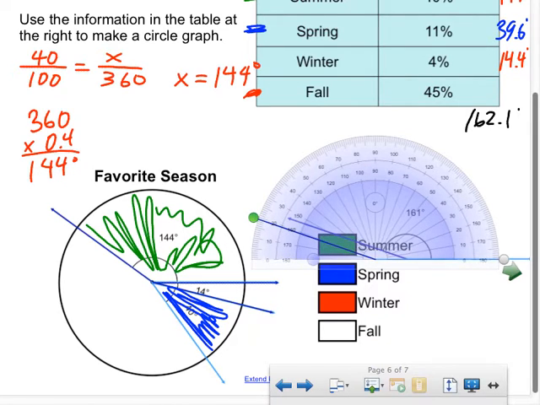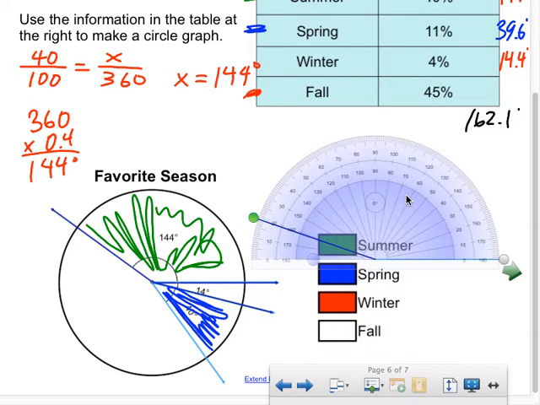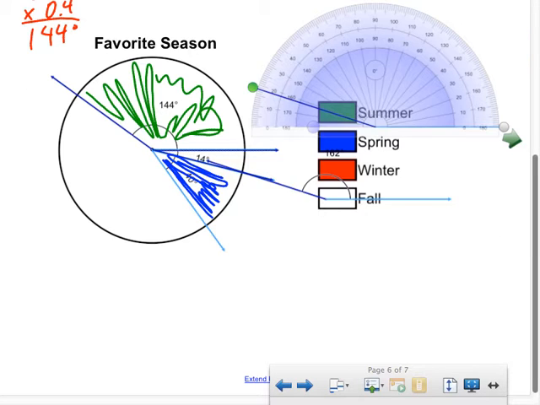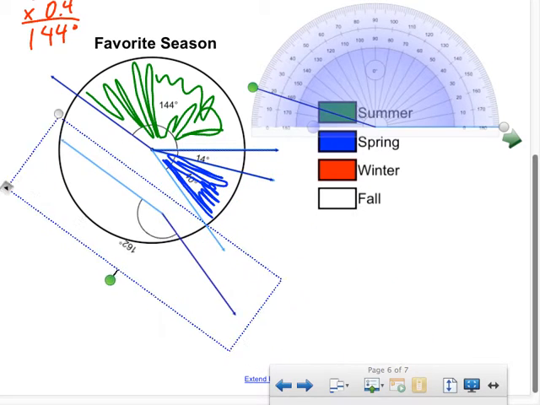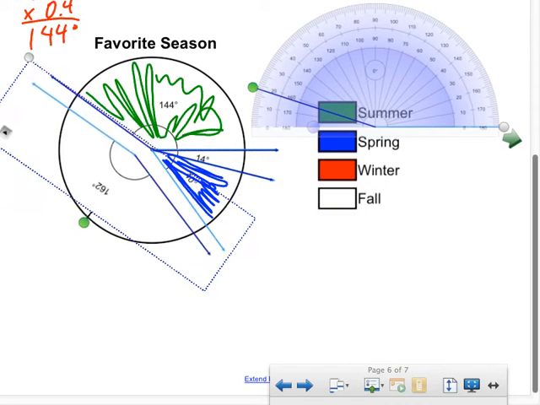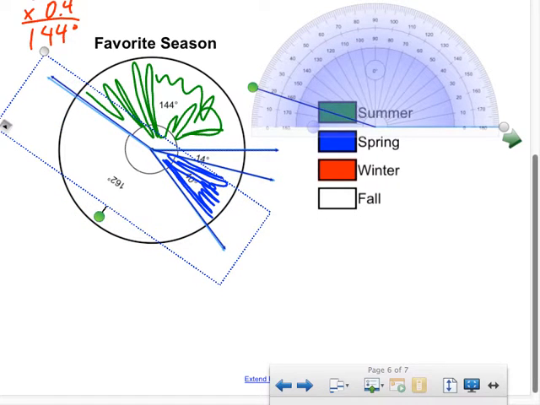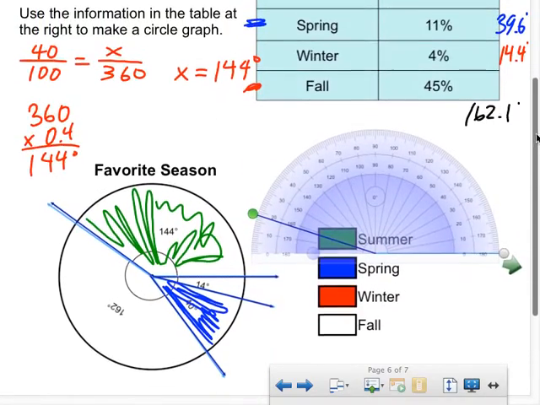Is it 162? No, I got 161. Let me delete that. Okay, I think that's 162. I got 162. So if we're right, this will fill up the rest of my circle, right? Okay, and what do we shade that? That's fall, right? So we shade it.